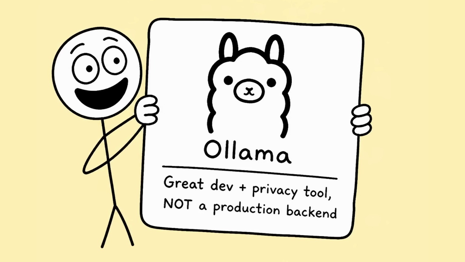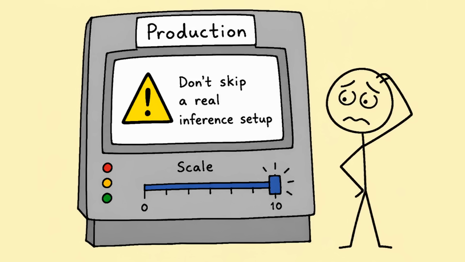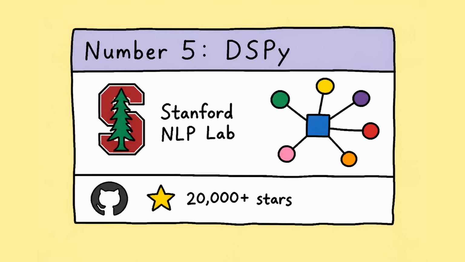So the verdict. Ollama's a fantastic development and privacy tool, not a free production backend. Use it to prototype, to keep sensitive data in-house, to run offline. Just don't use it as your excuse to skip a real inference setup when you go to scale.